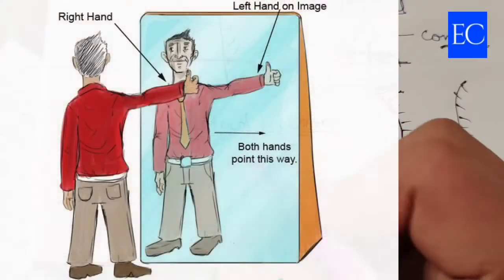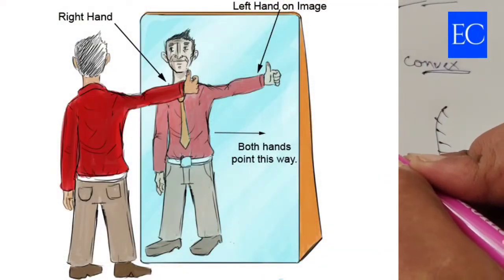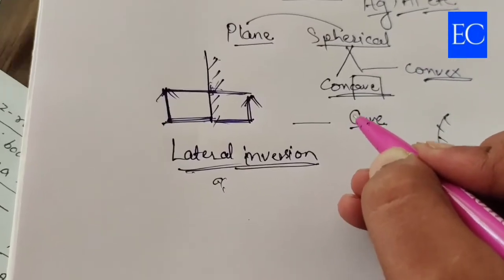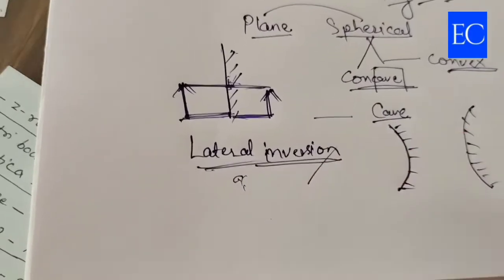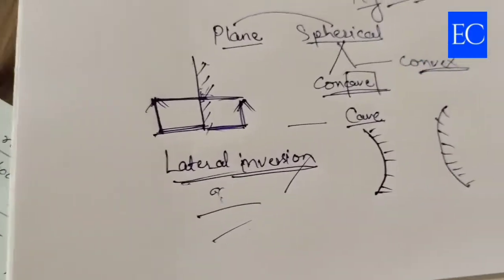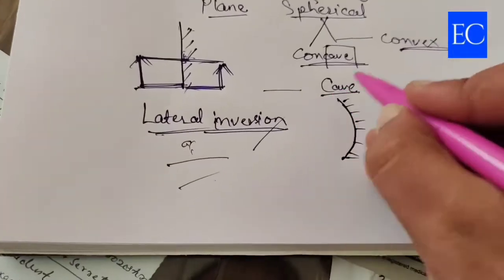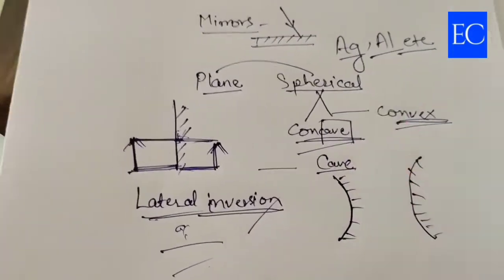It is simple. When we stand in front of a mirror, our left part appears as the right part in the mirror, and our right part appears as the left part in the mirror. This is called lateral inversion, interchange between the left and right parts of the object. This is concave and convex. These are called spherical mirrors.